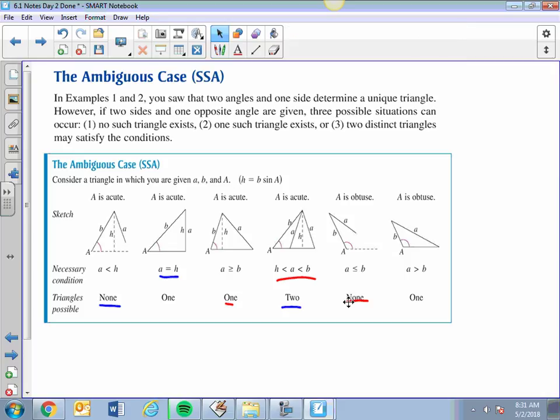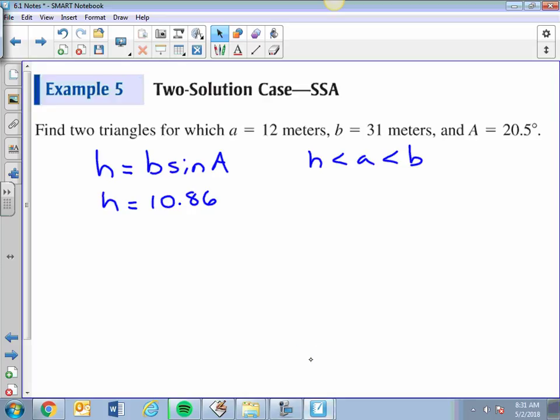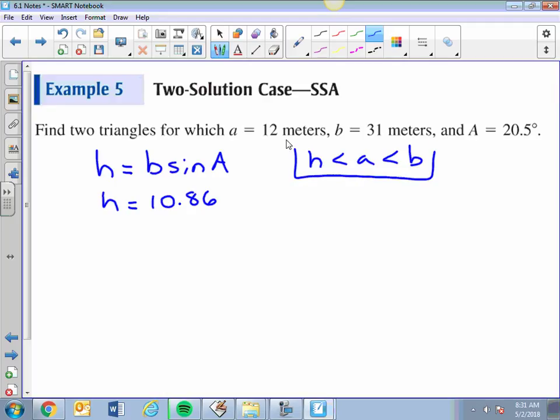All right, so I'm going to go back and take a look at this. H is equal to B times sine of angle A. And if I figure that out, that would be 10.86. So what it would fit then would be this one here, and that means that it would be 2 triangles.